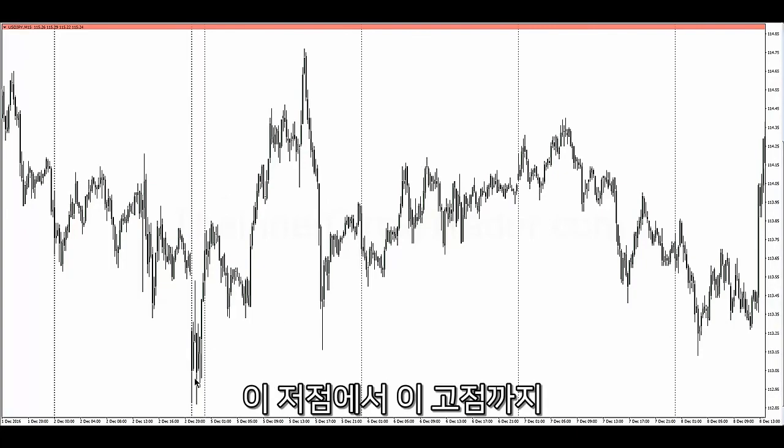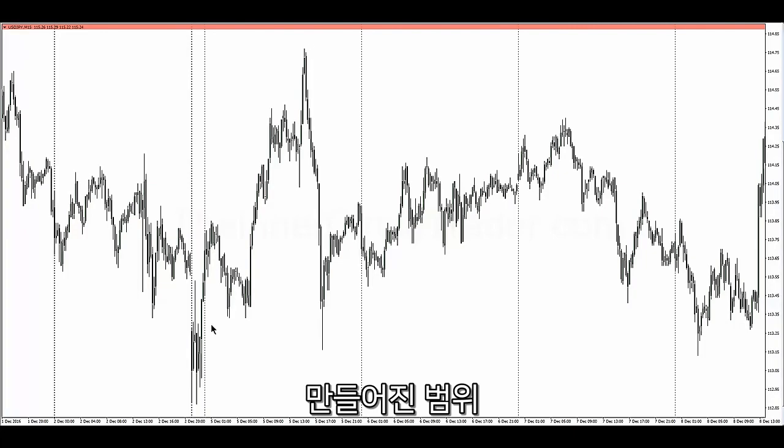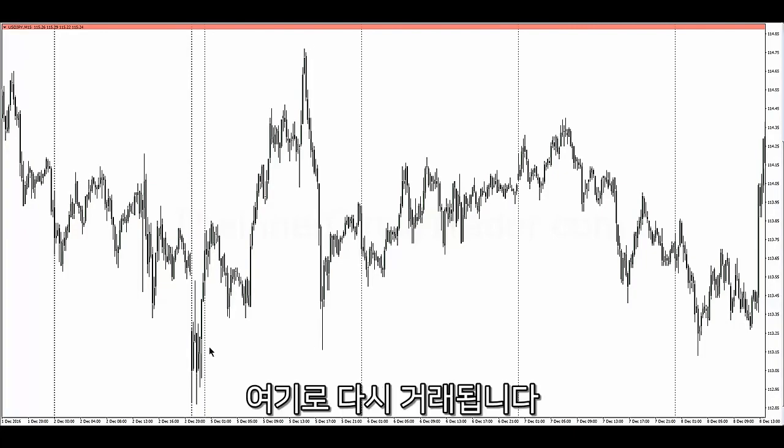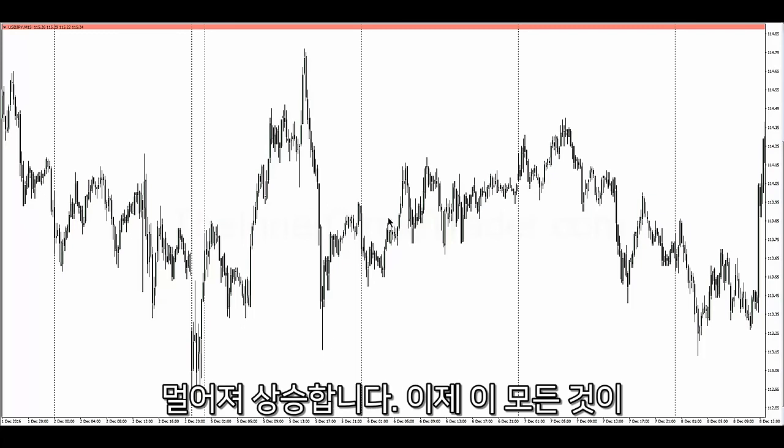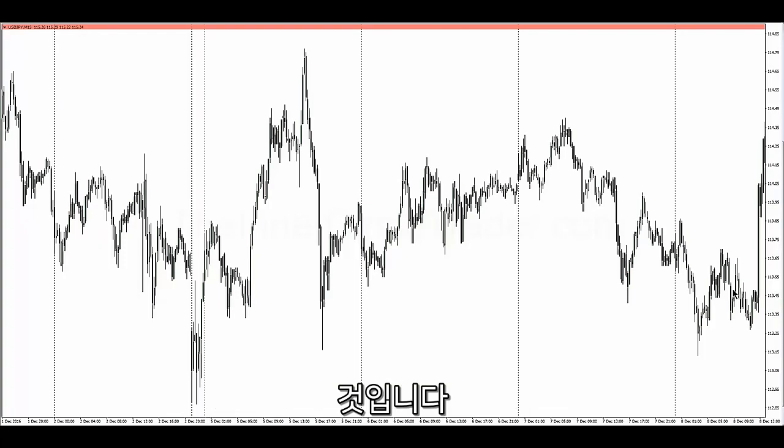The range is created from this low up to this high. The down candle. Retraces back into it here. Rallies away. Now, all this is what you're going to have to sit in if you're a position trader.